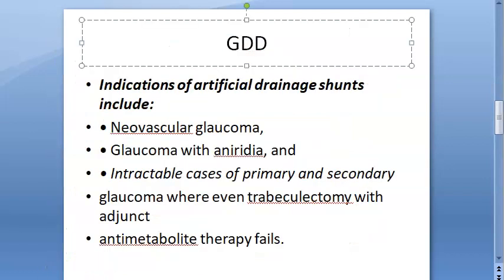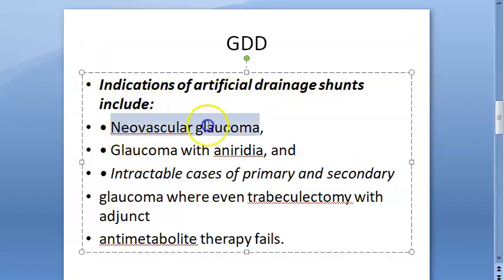When will you be giving these artificial glaucoma drainage shunts, GDDs? Neovascular glaucoma, when there is neovascularization, rubeosis iridis and all this. Then they're giving this in glaucoma with aniridia, that is no iris. If there is an iris, they would have done iridotomy or iridectomy. But when there is no iris, they are giving an artificial drainage device.